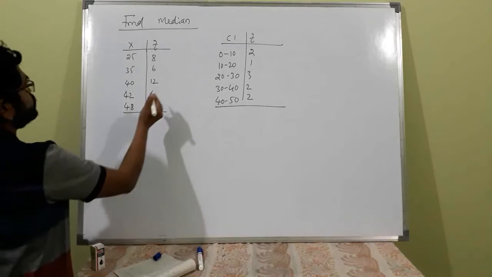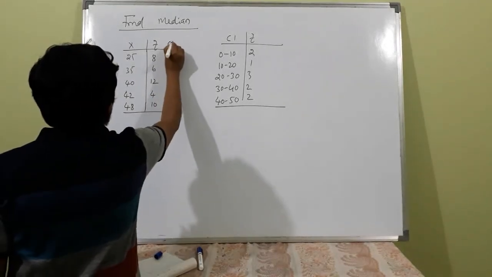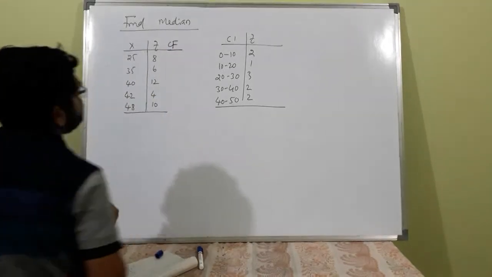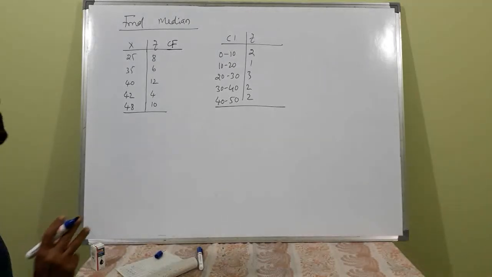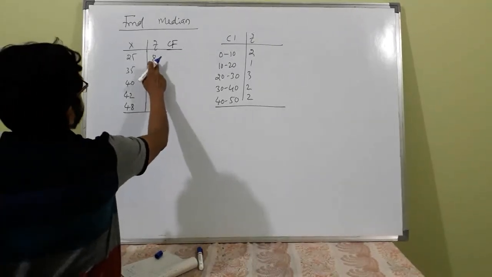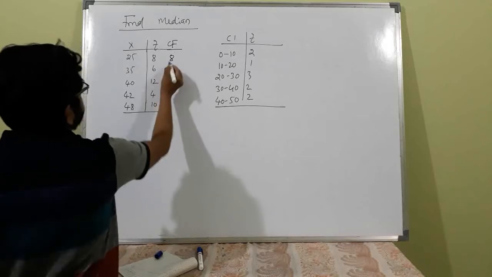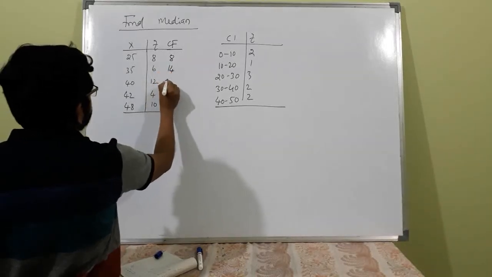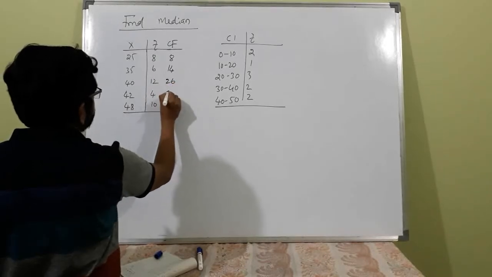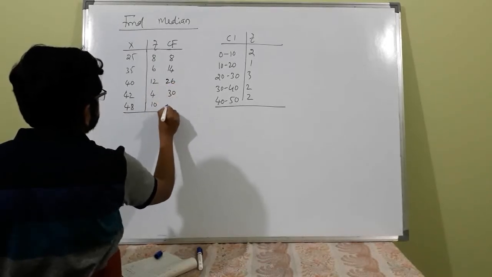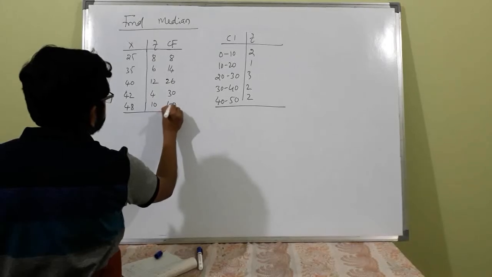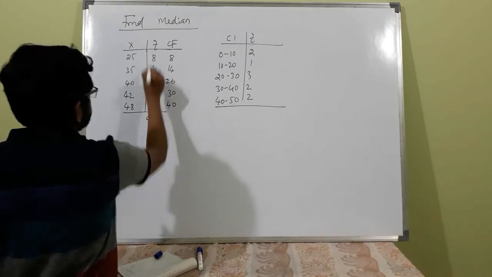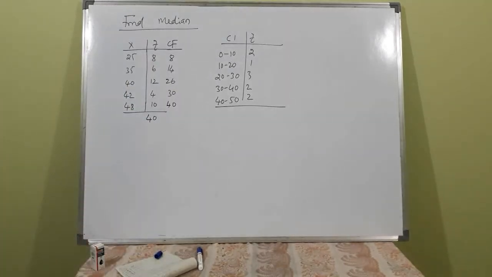First you have to find the cumulative frequency, or it is called the less than cumulative frequency. First write as it is, 8. 8 plus 6, 14. 14 plus 12, 26. 26 plus 4, 30. 30 plus 10, 40. So the sum is also 40. You got it?